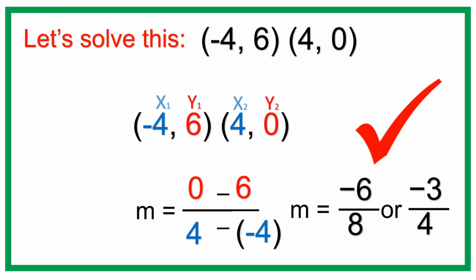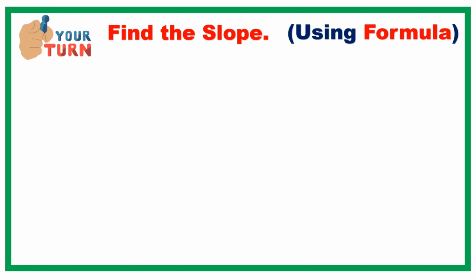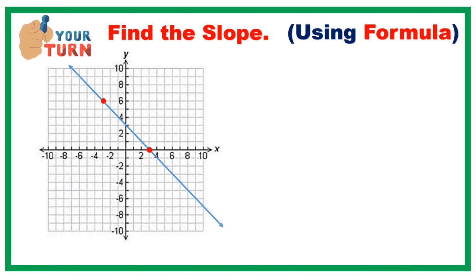Your turn. Find the slope using the formula. Here are the coordinates, and here are the points: (-3, 6) and (3, 0). You have 20 seconds to answer this.